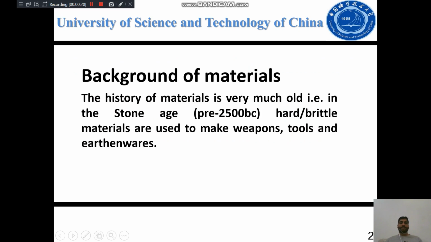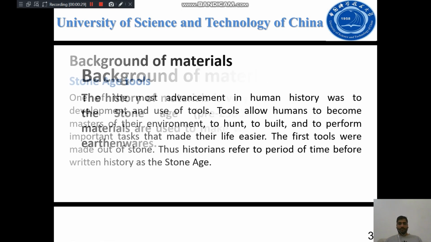Background of material. The history of material is very old, going back to the Stone Age, pre 2500 BC. Hard, brittle materials were used to make weapons, tools, and earthenwares.